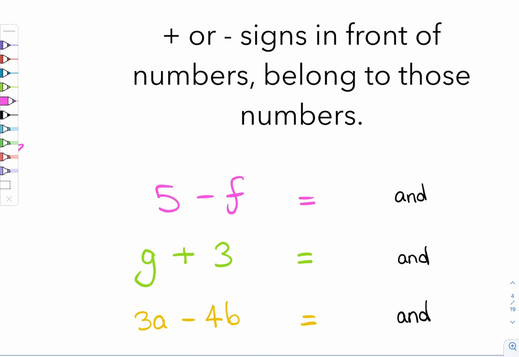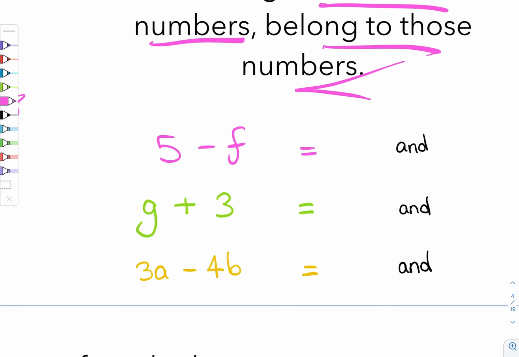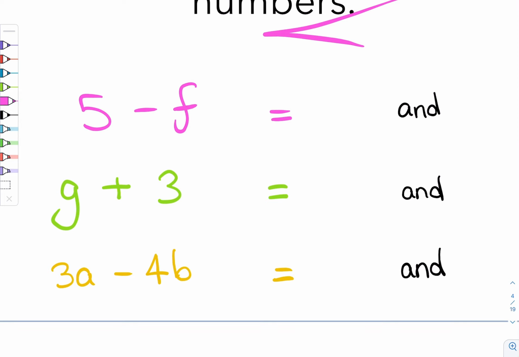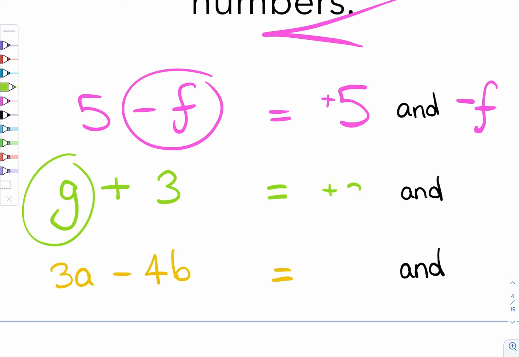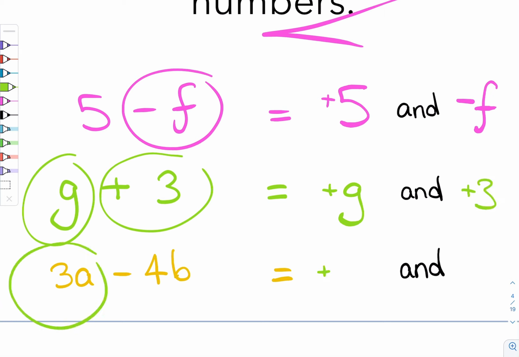Next one: plus or minus signs in front of numbers belong to those numbers. So let me put it to you this way. Looking at these different examples here, 5 take away f means 5, remember it's a positive sign from that earlier material, and this minus actually belongs to the f, so it's actually negative f. Going down, I'll switch colors here. I've got g, and there's nothing in front of it, so that's actually a positive g, and this plus sign belongs to the 3, so that's actually a positive 3. Down here, nothing in front of this 3a, so it's a positive 3a. And this negative sign is actually attached to the 4, so it's actually negative 4b.